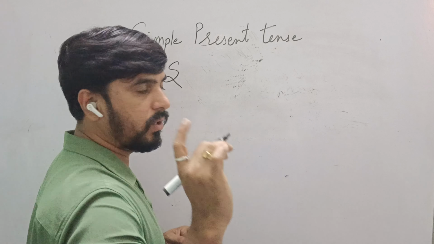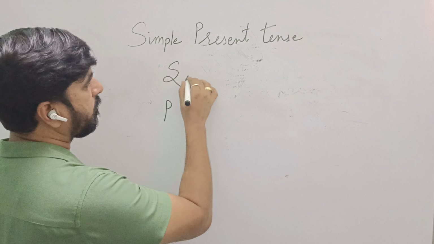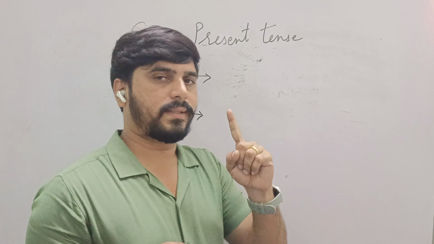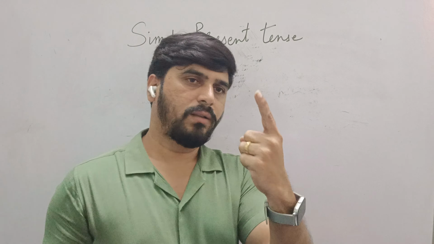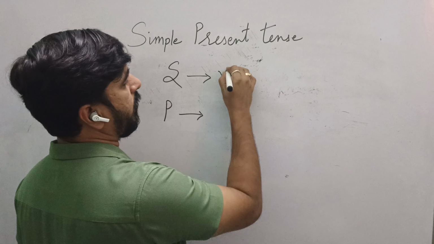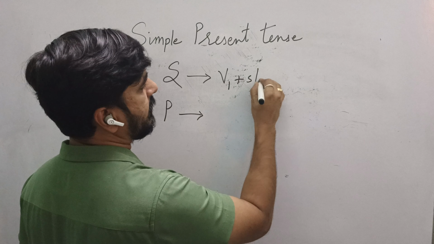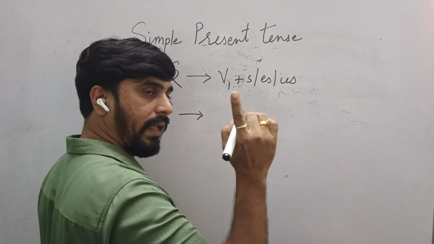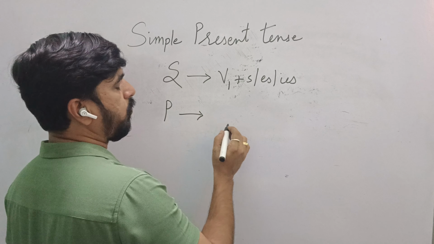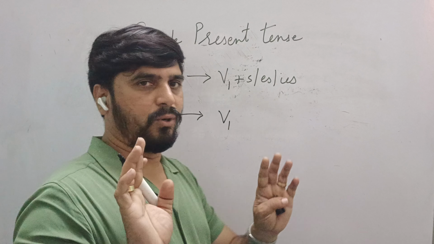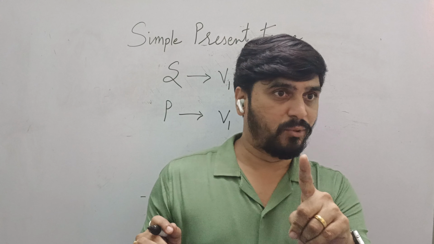S singular, P plural. S for singular, ekvachan, plural, anekvachan. Whenever the subject is singular, we use V1 plus S, ES, IES. And when the subject is plural, we use only V1. Don't worry, I'll take the example, then you'll come to know.